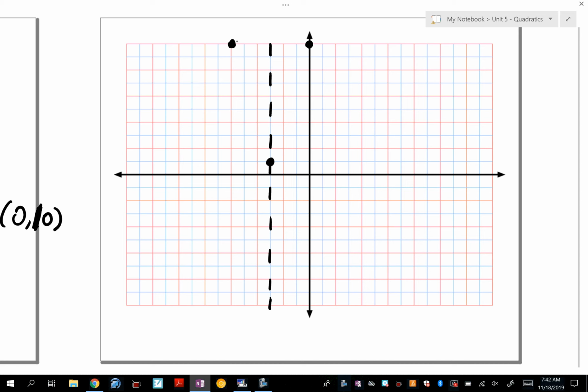Yes, Joseph? So it's always going to be dotted? The axis of symmetry will always be dotted because it's not a part of the parabola. I'm going to draw the parabola soon, and that's what's going to be solid.